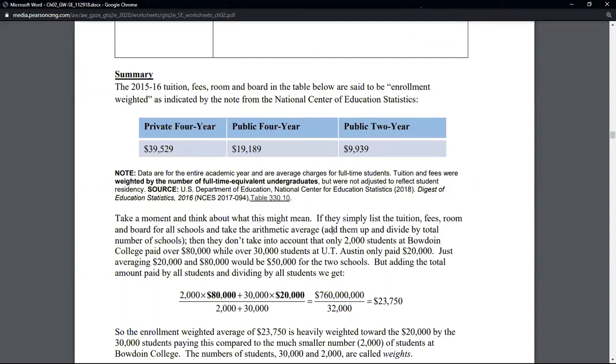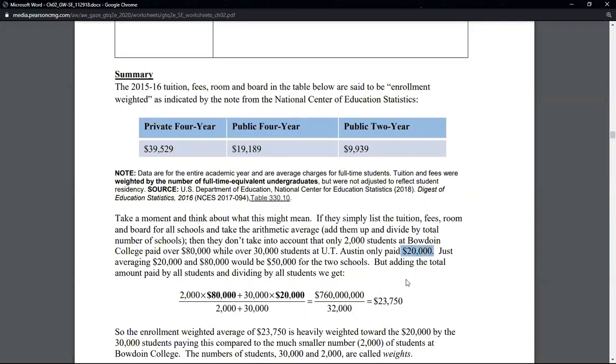And they say, take a moment to think about what this might mean. If they simply list tuition, fees, room and board for all schools and take the arithmetic average, which means add them up and divide by the total number of schools, they don't take into account the fact that, oh, there's only 2,000 students at Bowdoin, I don't know how to pronounce that. This has been at least 3 semesters of laughing at that. And they were paying 80,000, while some other school had 30,000 students, which was like 15 times as many, and they were only paying 20,000.